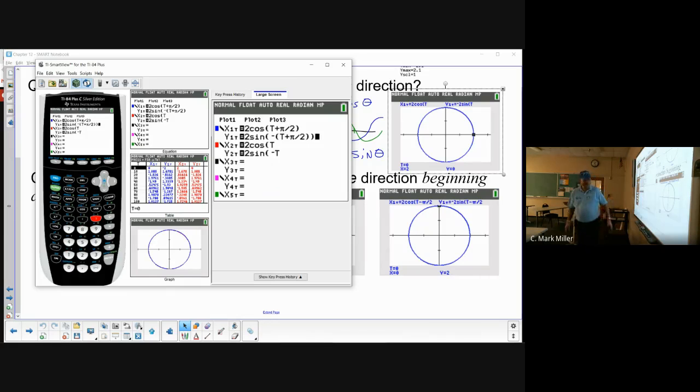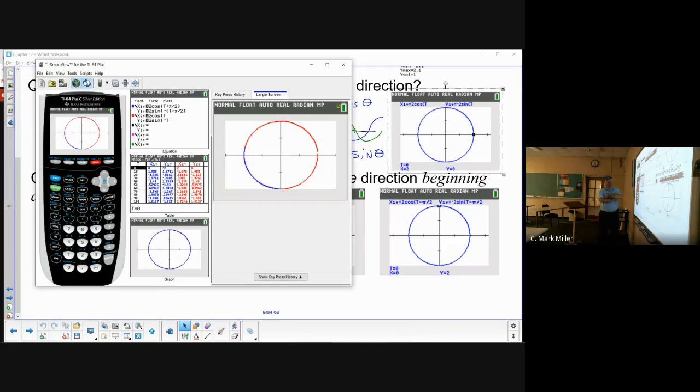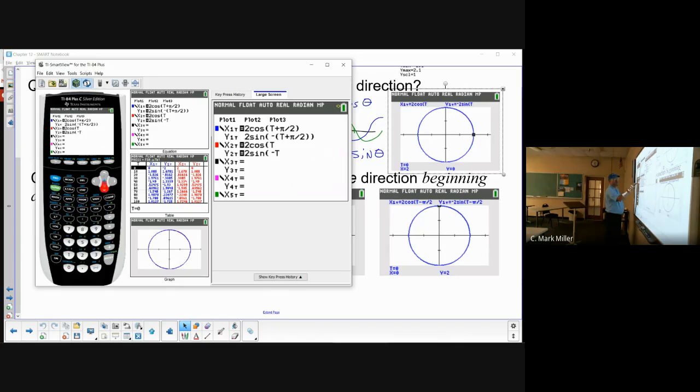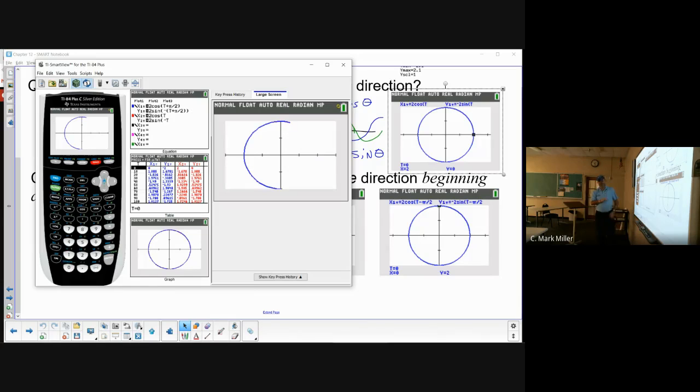Here. Let's see what happens. That's awesome. Before it started, see where it started? The t plus pi over 2 started down here and not up there.